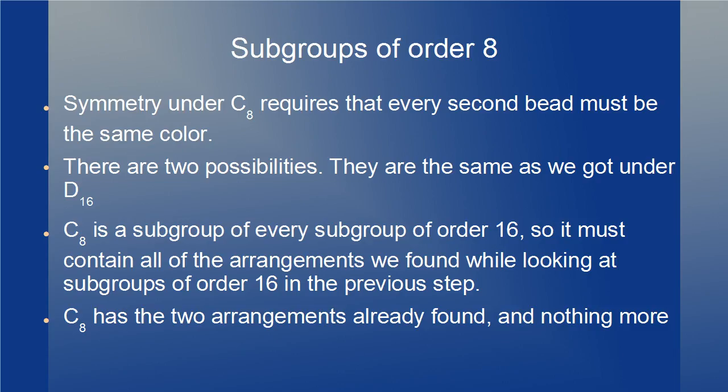Now we move on to subgroups of order 8. Symmetry under the cyclic group of order 8 requires that every other bead must be the same color. The 2 possibilities are exactly the same as we got under the last subgroup we looked at. Since the cyclic group of order 8 is a subgroup of every group of higher order, it must contain all the arrangements we found in previous steps. In this case, it has those 2 arrangements and nothing more.